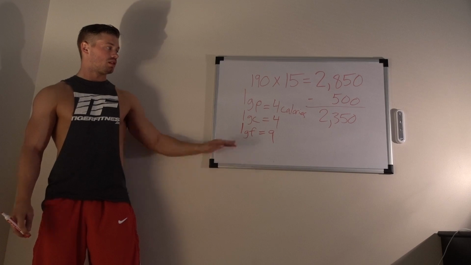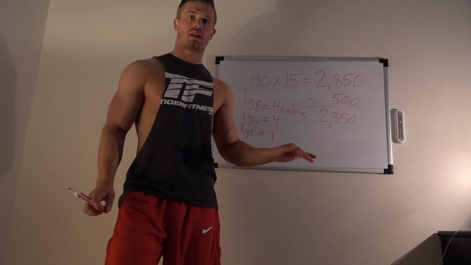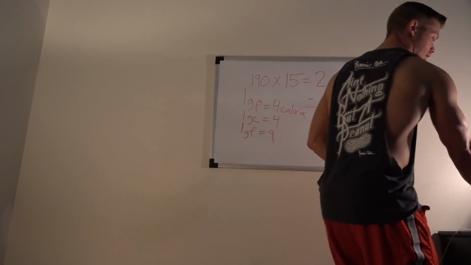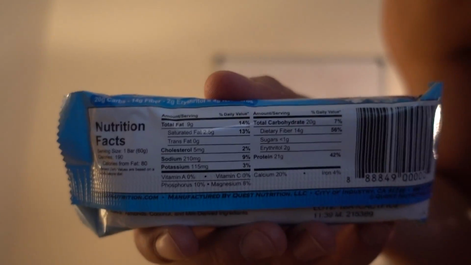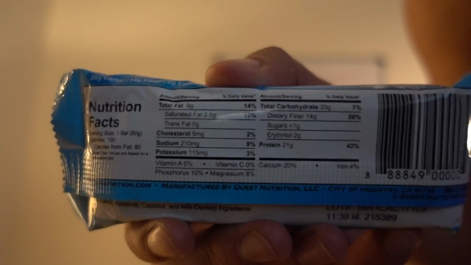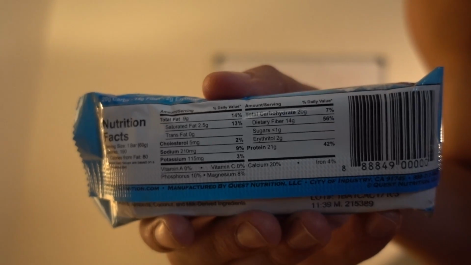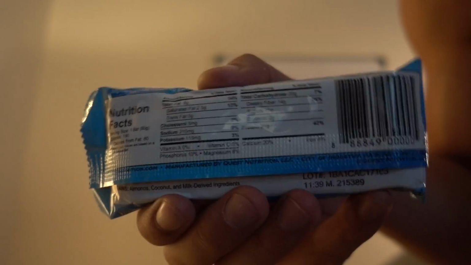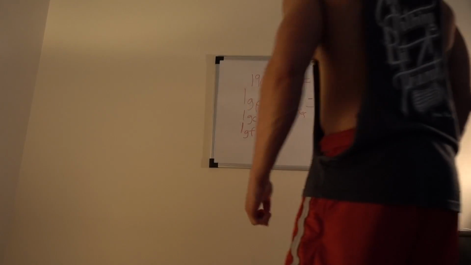So for example, when someone asks what the macros are on something, you're going to look at the nutrition label. I've got a Quest bar here for an example. If you look at this label, someone asks what the macros are, you can see there's 9 grams of fat, 20 grams of carbs, and 21 grams of protein. So it's going to be 21 times 4, 20 times 4, and 9 times 9. That's going to add up to your total calories.